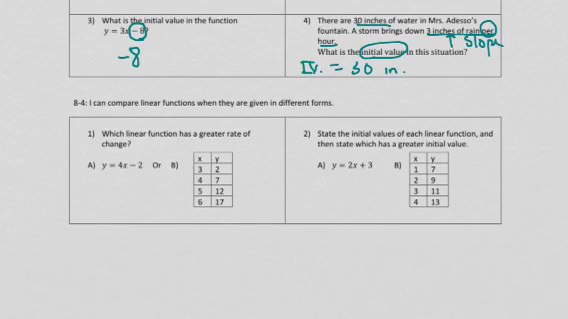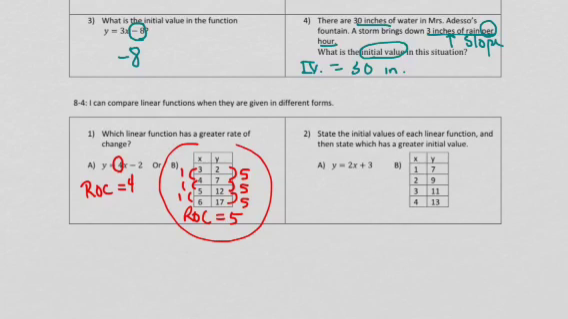All right, for number 1 in section 8.4, which linear function has a greater rate of change? On the test, I will ask you to actually name the rate of change for each one, so I'm going to go ahead and do that for this one. The rate of change is 4 for A, because the rate of change is the slope. And here, the rate of change, I have to figure it out. It's 5 over 1. So the rate of change here is 5. So I'm going to circle B, that has the greater rate of change.